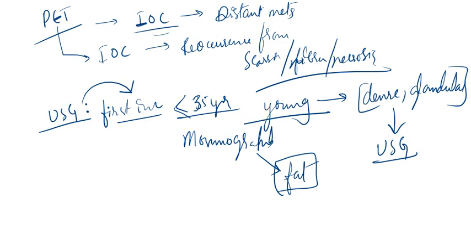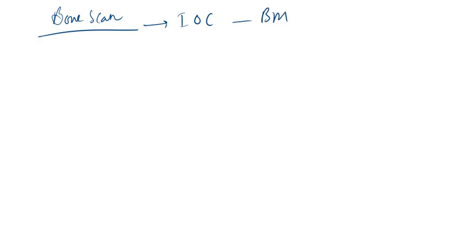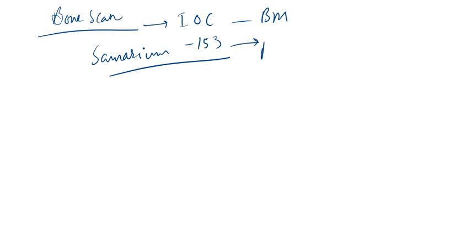Now coming to the next one, that is bone scan. See, I am not lagging, right? Please, it is concept, so I should tell like this only. It is the first investigation of choice to diagnose any bony metastasis. Now what is the isotope that is used? That is samarium 153. That is the isotope that is used for painful bony metastasis. Samarium 153 is used for painful bony metastasis.